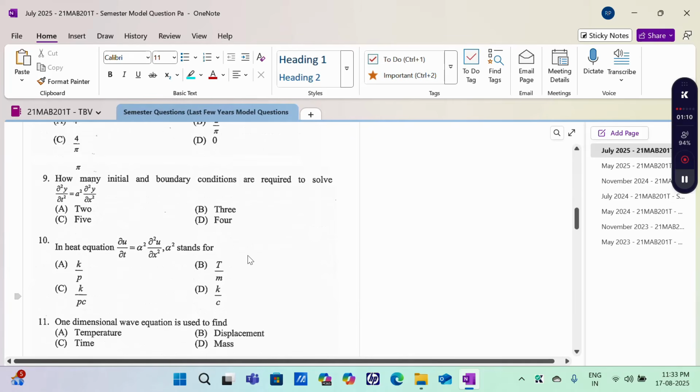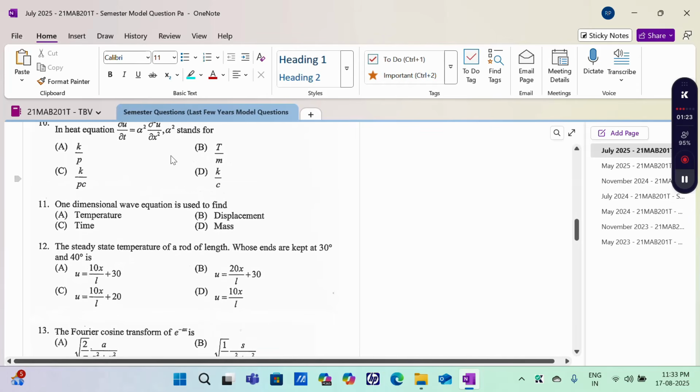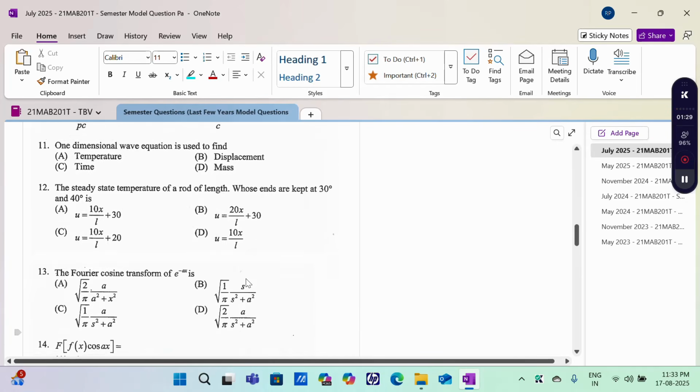Then the 9th to 12th questions are unit 3, application of partial differential equations. These are standard questions: when the equation is given, the one dimensional wave equation, and the other one is the heat equation.